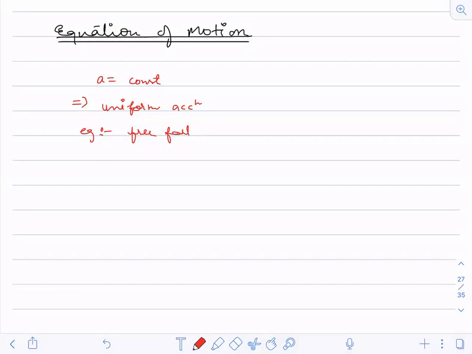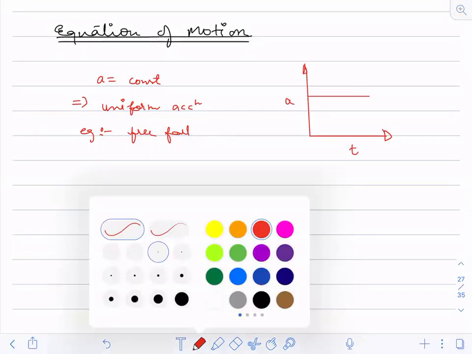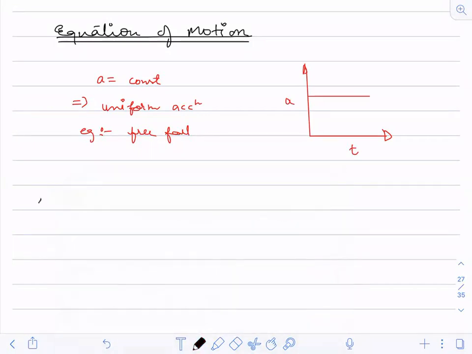If you want to visualize it from the graph, the acceleration-time curve, the a-t curve, for a constant acceleration will be like this. Acceleration must be constant. Understood? Fine. So we are going to derive the first speed equation, the first equation.